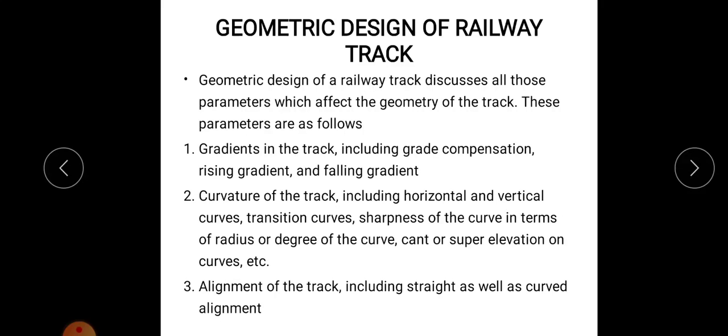The parameters which affect the geometry of a railway track are included under geometric design of a railway track, and these parameters are: first one, gradient in the track, and it includes rising gradient and falling gradient, and also grade compensation. Then the next element is curvature of the track, and it includes horizontal and vertical curves, then transition curve, sharpness of the curve in terms of radius or degree of the curve, then cant or super elevation on the curves. Last one, alignment of the track, and it includes straight alignment and also curved alignment.